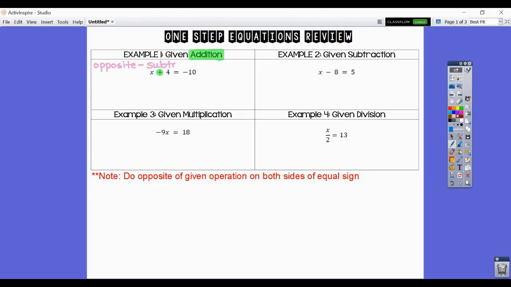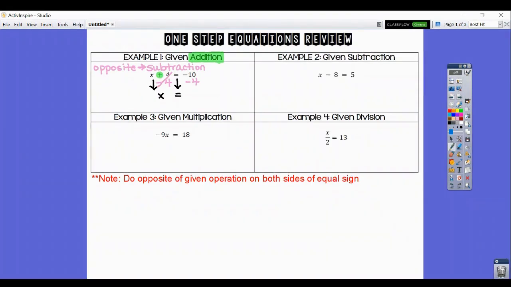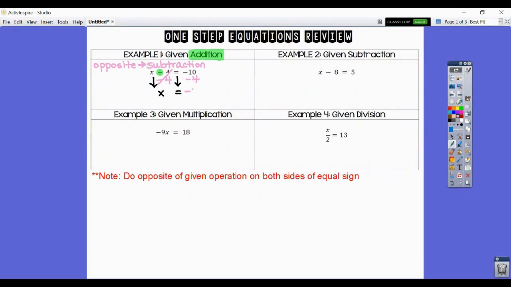So with that plus 4, I will now move it to the other side of my equation by subtracting 4. That will cancel out that positive 4 minus 4 on the left side. What I bring down is just x that is left there on the left side. Bring down the equal sign as well. And then on the right side, I am doing the operation of negative 10 minus 4, which is going to be negative 14. Comes out to be my final answer there for example 1.